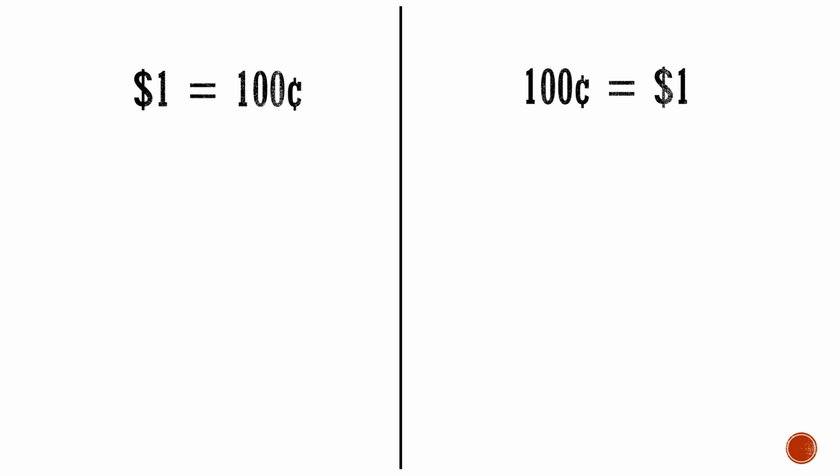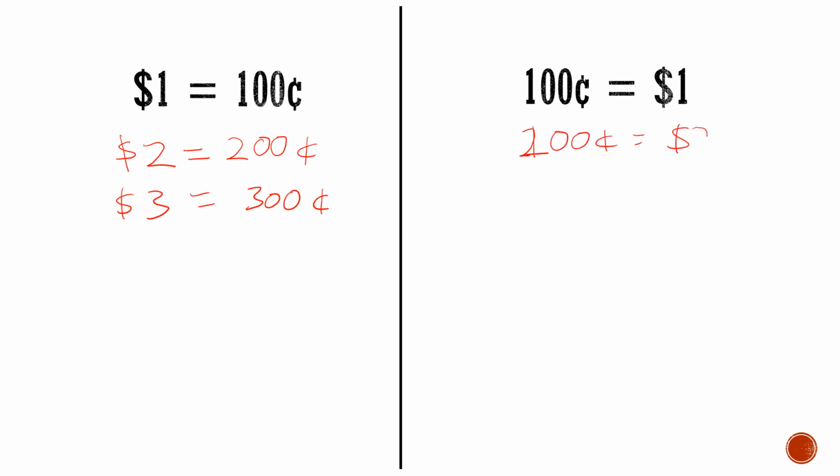When you know that $1 equals 100 cents, you can actually work up from there. For example, if you have $2, you can multiply the other side by 2, which means you get 200 cents. And $3 equals 300 cents. And over here, 100 cents equals $1. That means 200 cents equals $2 and 300 cents equals $3. I know that some of you must be wondering why I'm doing this. It seems very obvious, but some people can forget how to write in dollars and cents appropriately.